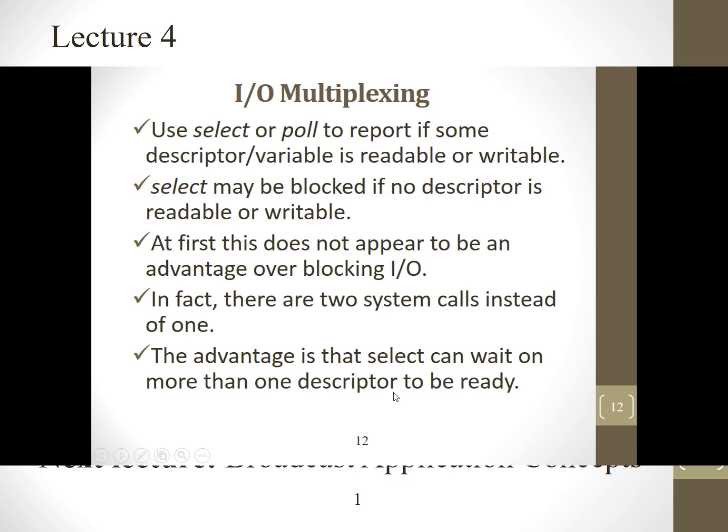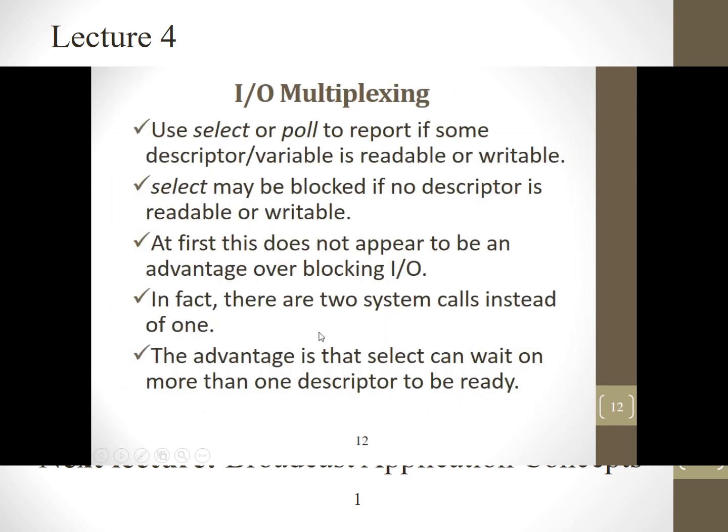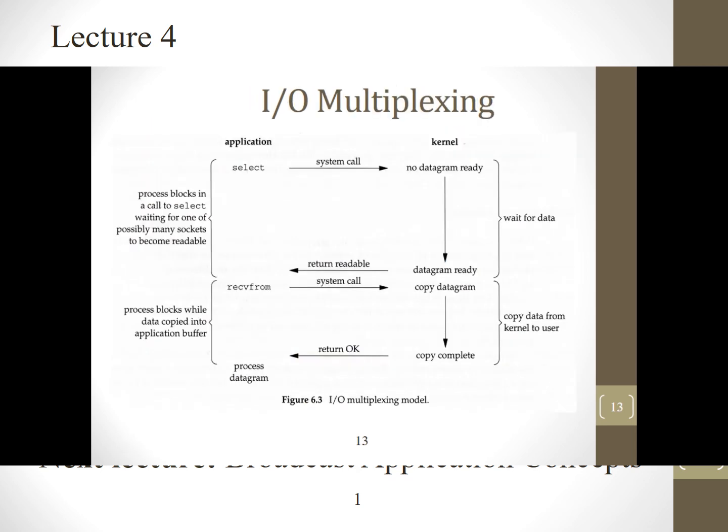This is an advantage, that the select system call can wait for one or more descriptors to be ready. When one or more descriptors are ready, it comes back and informs one time. Then the recvfrom system call is called, and it will go and copy all the datagrams that arrived, instead of calling one and copying one datagram. So select can wait on more than one descriptor to be ready, and this could be an advantage in the I/O multiplexing model. Let's look at the next one.